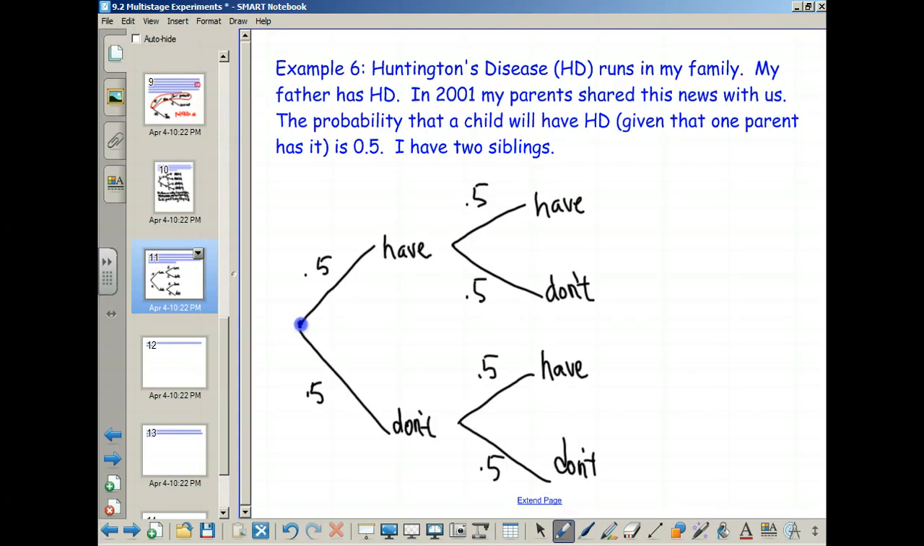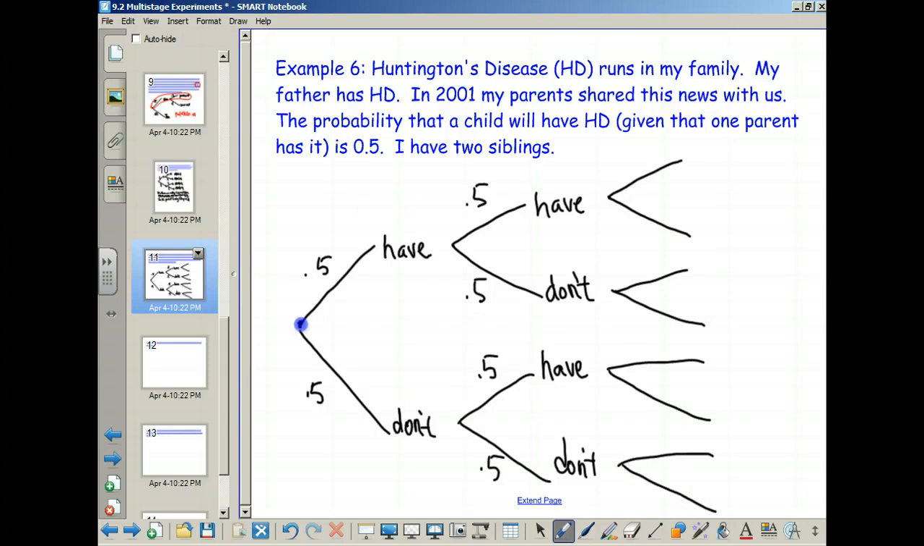And then we have child number 3. That's my brother. And again, he either has it or he doesn't. So we either have the disease or we don't. And all of those probabilities are 0.5, 1/2.